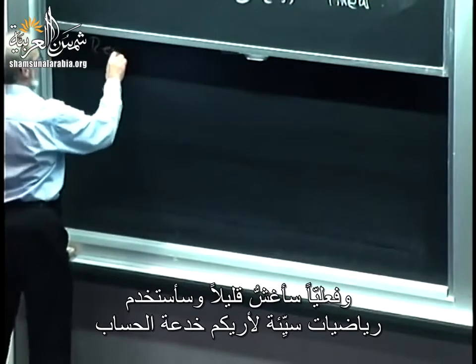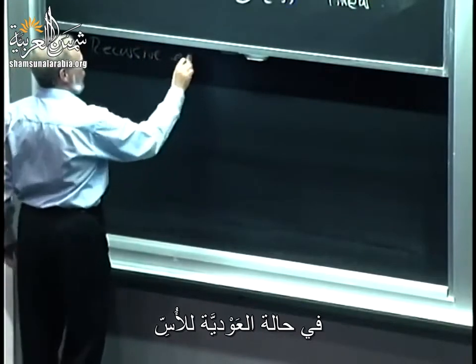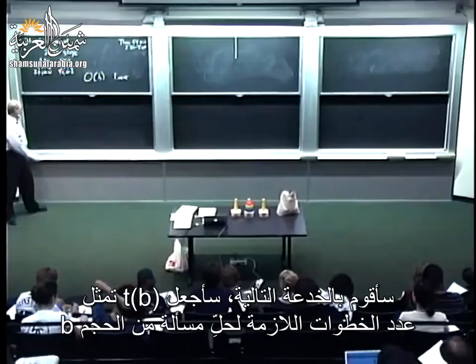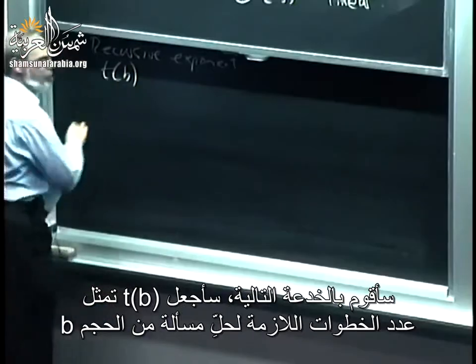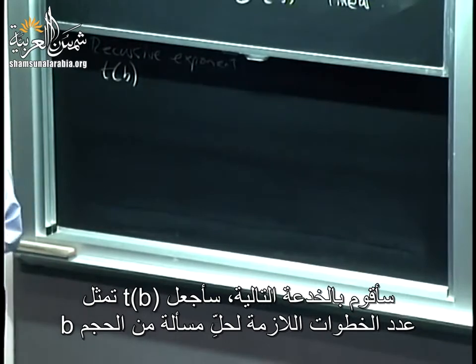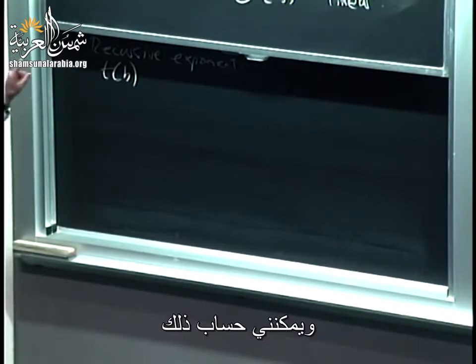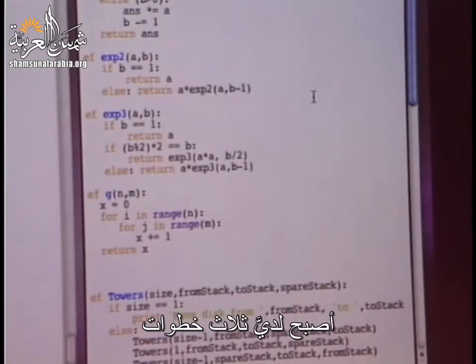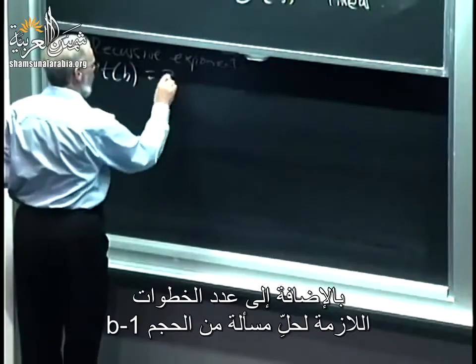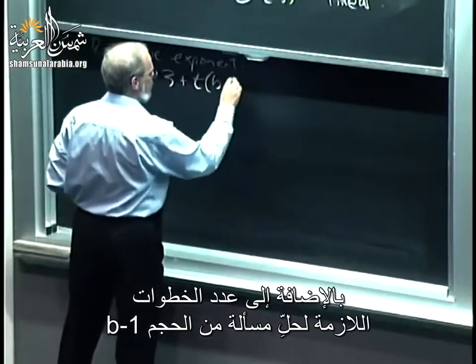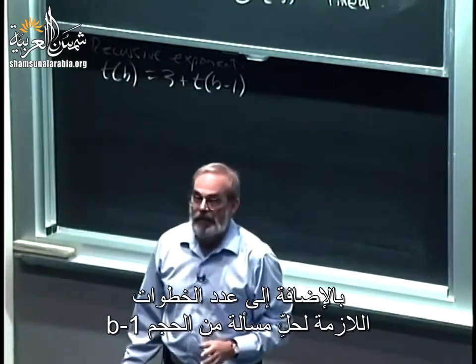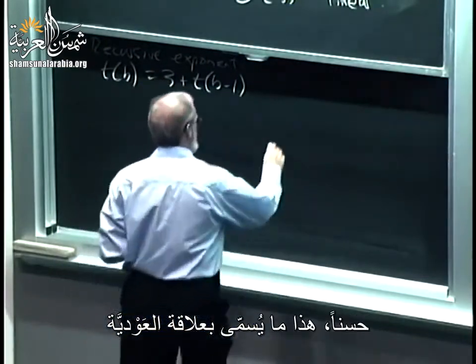And in particular, I'm going to cheat slightly. I'm going to use a little bit of abuse of mathematics, but I'm going to show you a trick to figure it out. In the case of a recursive exponentiator, I'm going to let t of b be the number of steps it takes to solve the problem of size b. And I can figure this out. I've got one test, I've got a subtraction, I've got a multiplication. That's 3 steps, plus whatever number of steps it takes to solve a problem of size b minus 1. This is what's called a recurrence relation.